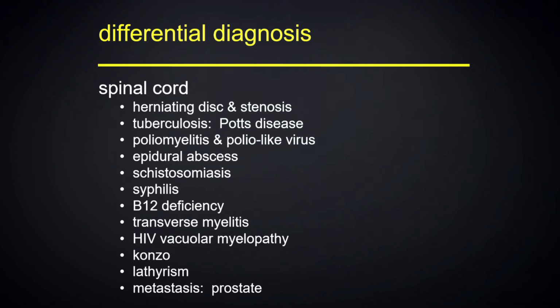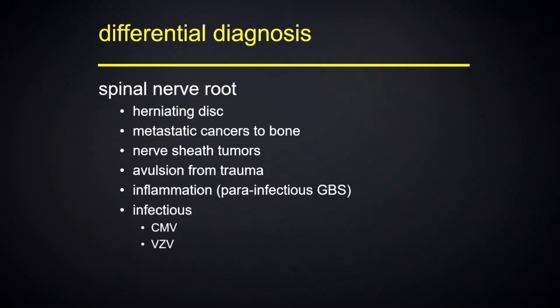HIV vacuolar myelopathy in poorly treated HIV/AIDS patients. Konzo, or cyanide toxicity from improperly cooked cassava. Lathyrism, which is somewhat similar, and prostate metastasis, which occur everywhere, whether you're in a high-income country or a lower and middle-income country. Now go one step distal to this and we're outside of the central nervous system, or we're at the level of the spinal nerve root.